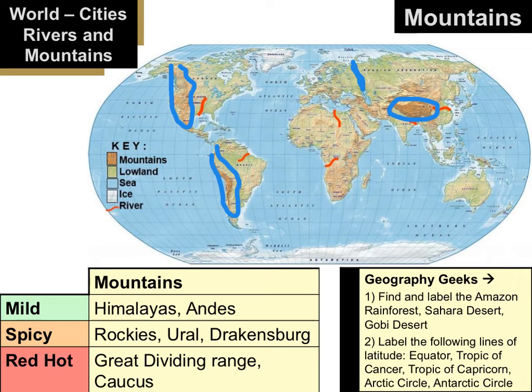Then we have the Drakensberg Mountains, that's in South Africa. Then we have the Great Dividing Range that runs on the east side of Australia, and the Caucasus Mountains is around about there, between the Black Sea and the Caspian Sea. So that's the mountains. If that was a little bit quick for you, feel free to go back and label those yourselves just nice and neatly.